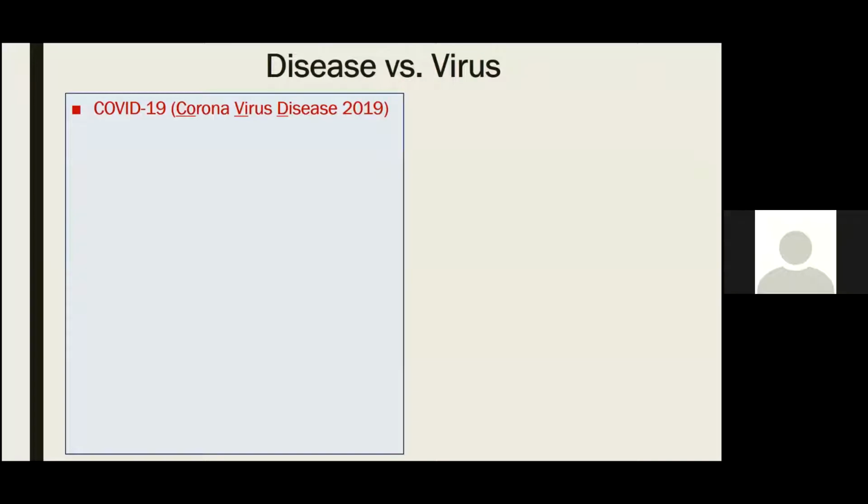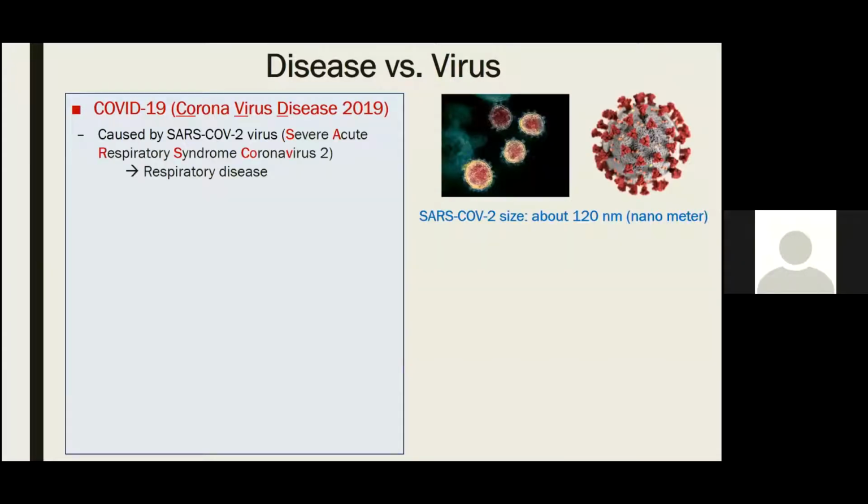So let's first distinguish between disease and virus. What we have right now is COVID-19, which is coronavirus disease 2019. But it is caused by this virus, SARS-CoV-2, and SARS stands for Severe Acute Respiratory Syndrome Coronavirus 2. It's a respiratory disease. So this is the virus, and the virus basically leads to the disease. And what you see on the right side, this coronavirus looks like a corona.